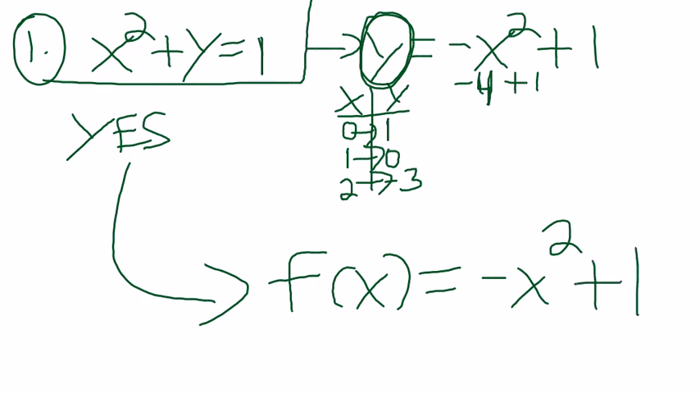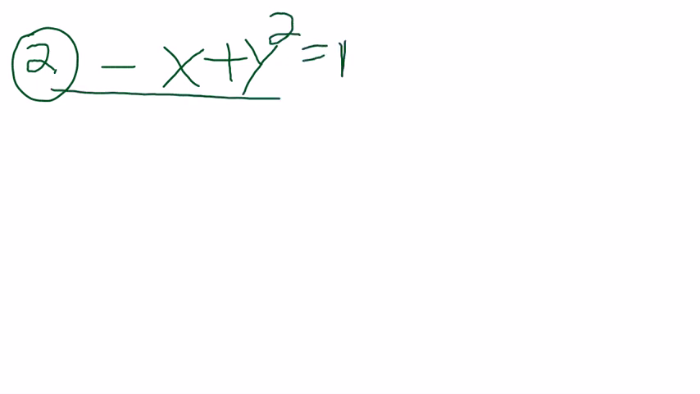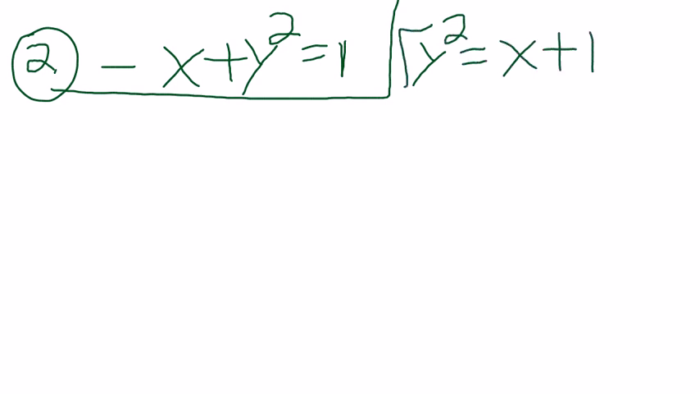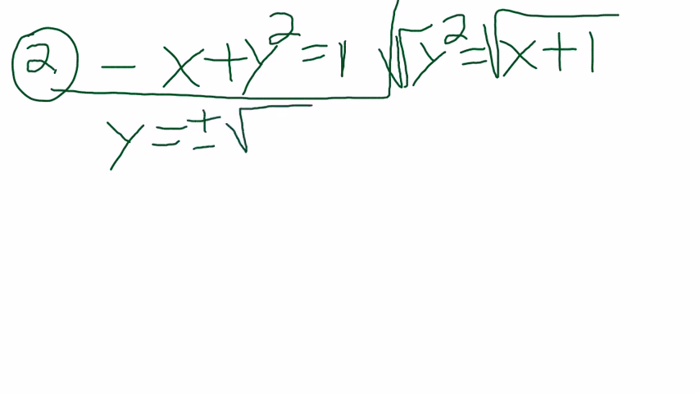Okay, let's look at the next one, number 2. For this equation, we have negative x plus y squared equals 1. Now I need to get it in function form to see if it satisfies the definition. So this one I want to add x to each side. So we're going to have y squared equals x plus 1. Then I take the square root of both sides. Now remember, you take the square root of y squared, that's y. But when you take the square root of the right side, you get plus or minus. Don't forget that. You get plus or minus the square root of x plus 1.